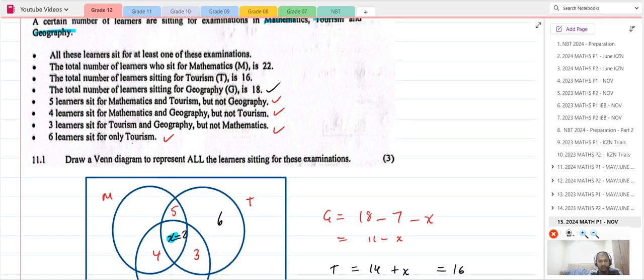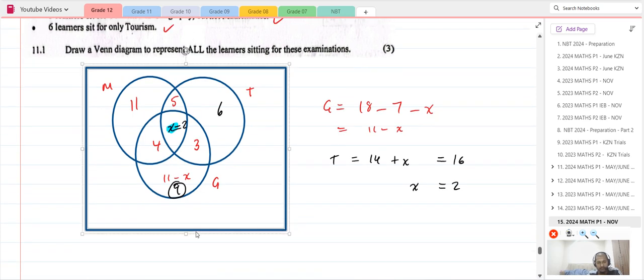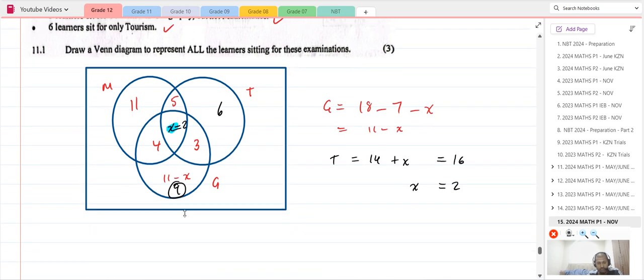Next one. The total number of learners who sit for mathematics is 22. Mathematics circle is 22, so 5, that's 11 here then, total. So 5, that's 20, 22. Right, so that's my diagram completed. Next question.